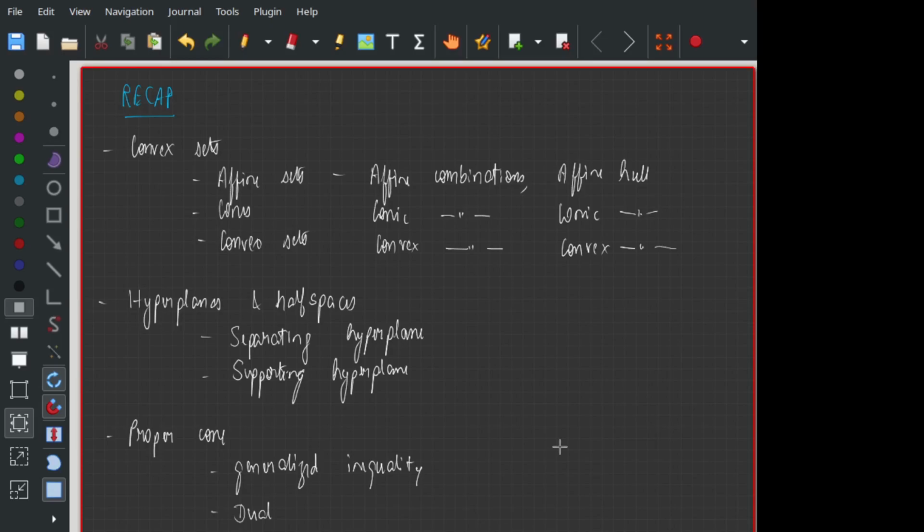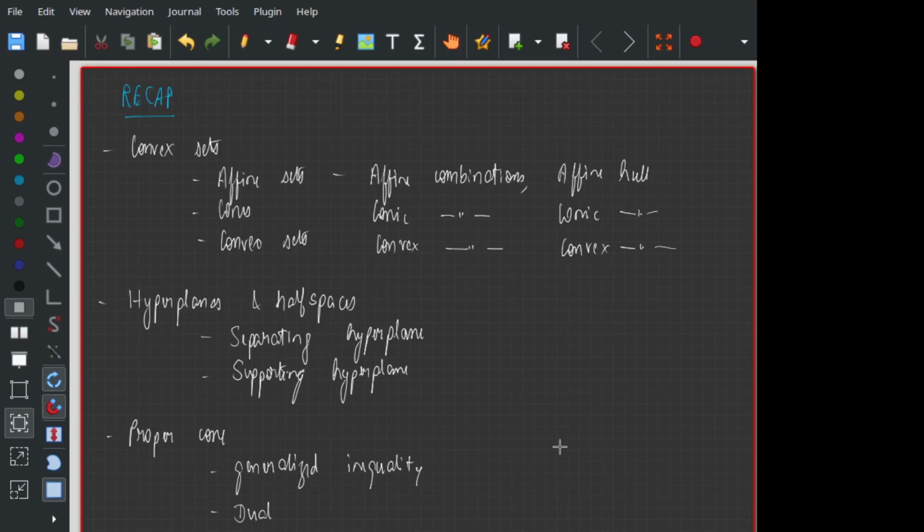the corresponding combinations. Right? But there's one way to generate affine sets or cones or convex sets out of non-affine or non-cone or non-convex sets by looking at the affine hull. So the affine hull would be the smallest affine set containing your given set. The conic hull is the smallest cone, closed cone, which contains the given set. And a convex hull is basically the smallest convex set which contains your given set.